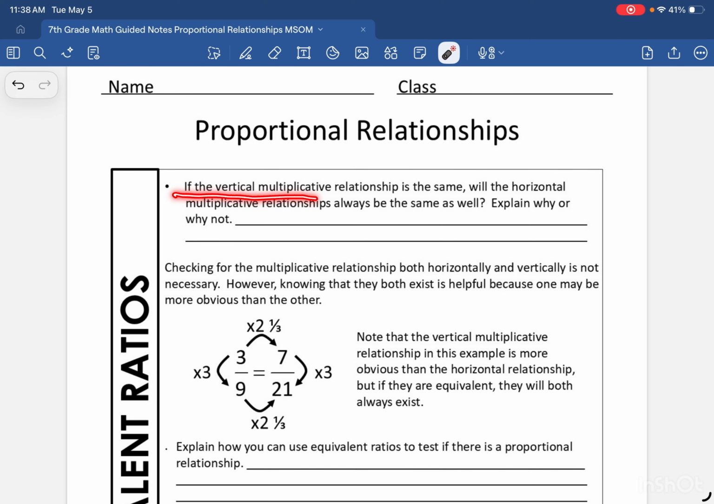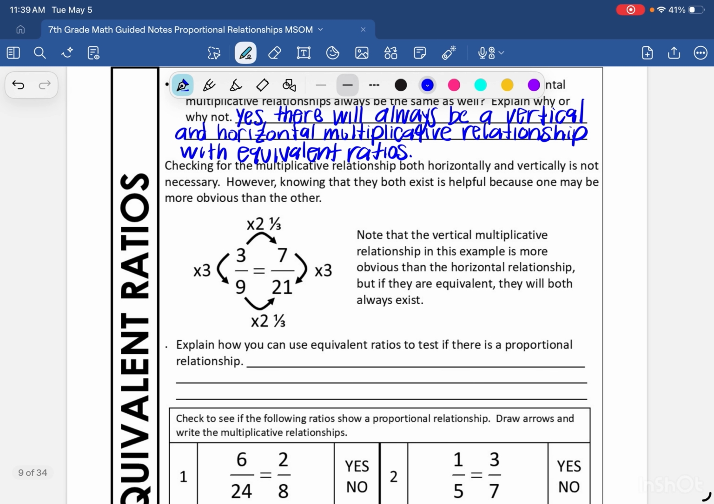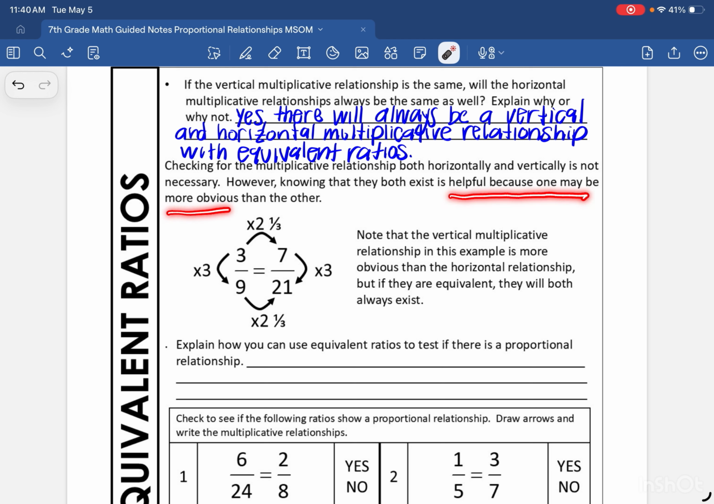If the vertical multiplicative relationship is the same, will the horizontal multiplicative relationships always be the same as well? Explain why or why not. The answer to that question is yes. If there is a horizontal multiplicative relationship, there will be a vertical multiplicative relationship as well. Checking for their multiplicative relationship both horizontally and vertically is not necessary. However, knowing that they both exist is helpful because one may be more obvious than the other.